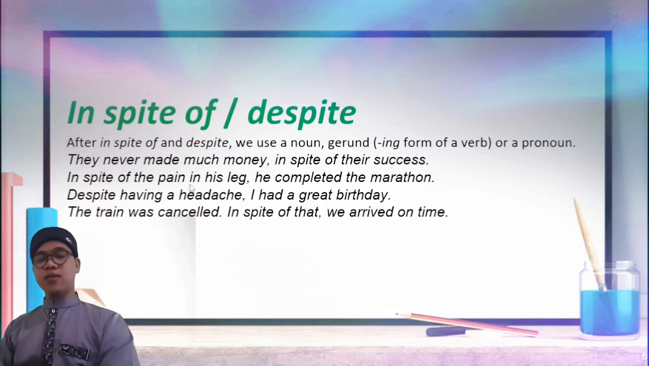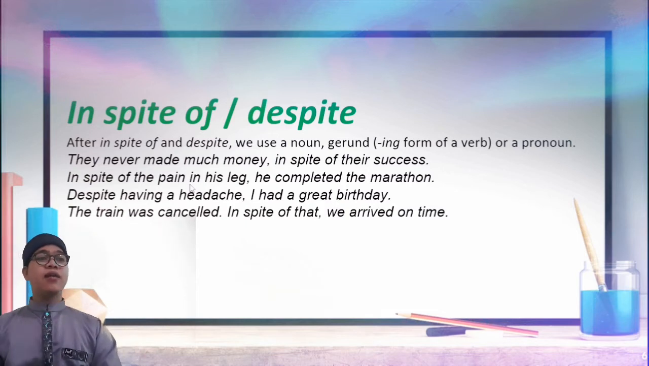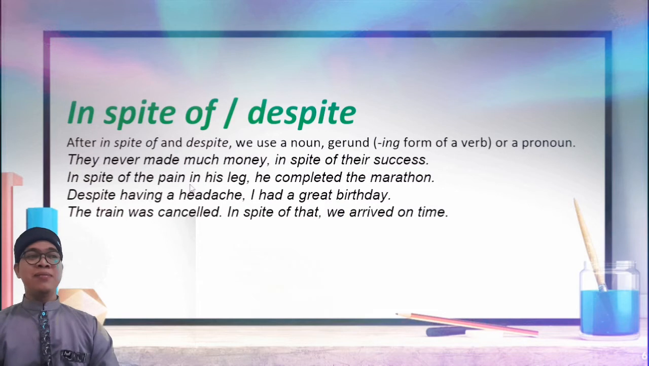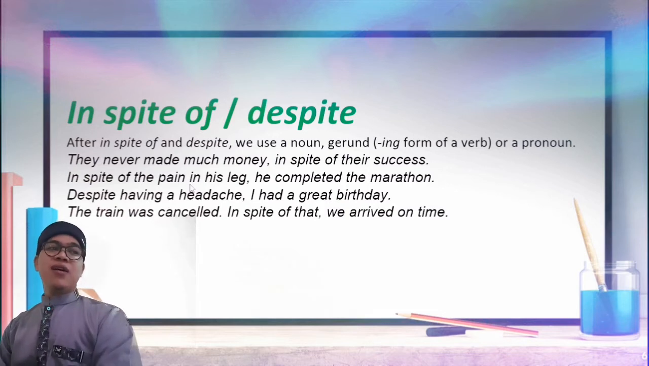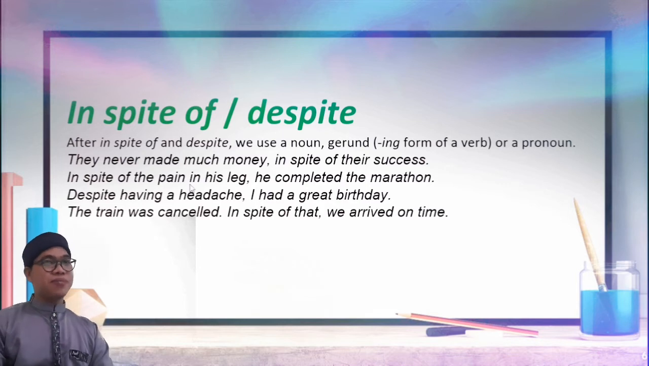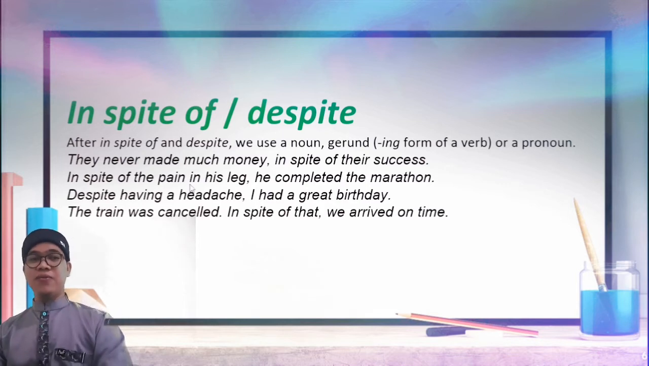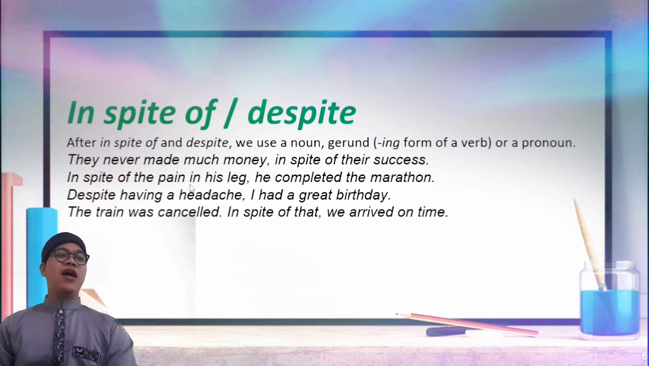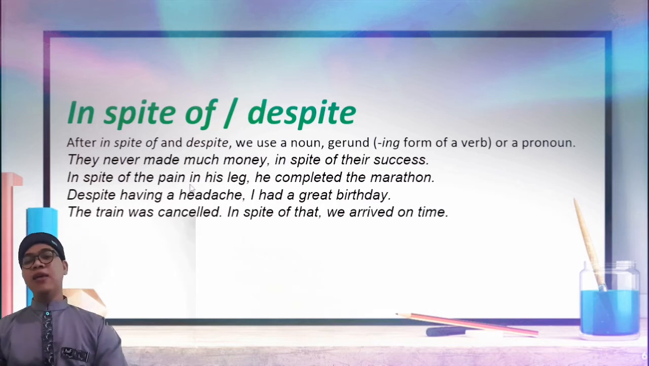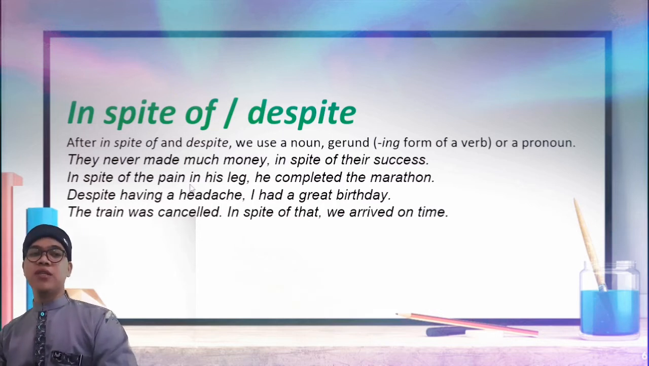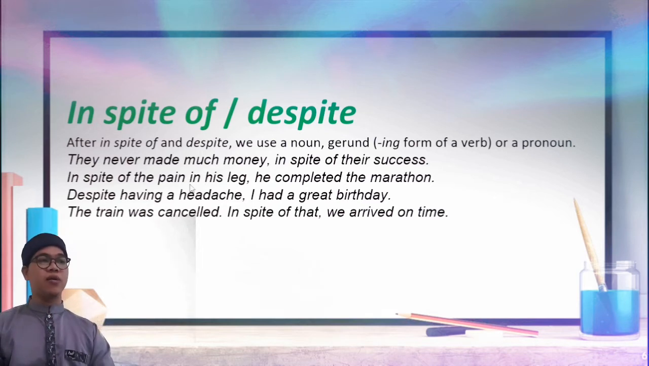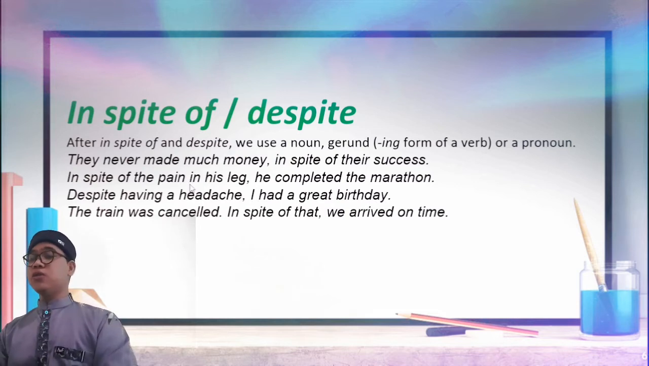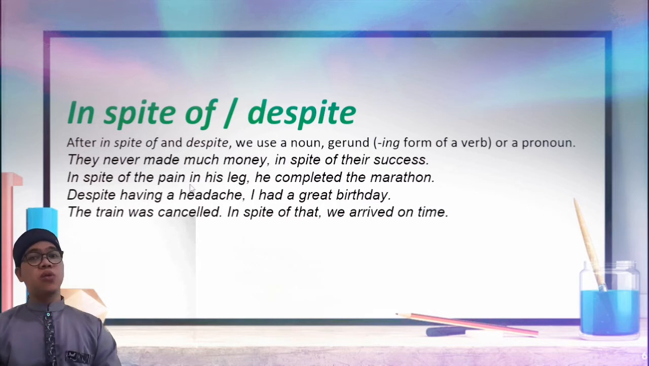Despite having a headache, I had a great birthday. You got a headache, and you had a great birthday. It's time for your birthday, but you got a headache. Despite having a headache, I had a great birthday. Having is a gerund, so the correct linking word is despite or in spite of. We cannot use although, even though, or though.